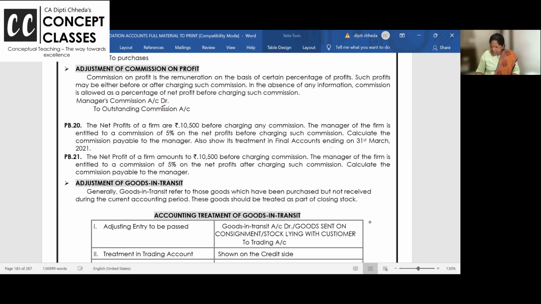And next one is same problem, but profit is 10,500. Manager is paid commission after charging such commission. So now the only difference here is before and after. Yeah, ma'am, some formula we have heard, rate divide by 100 plus rate. Let us work it out logically. Both the problems, the data is same.